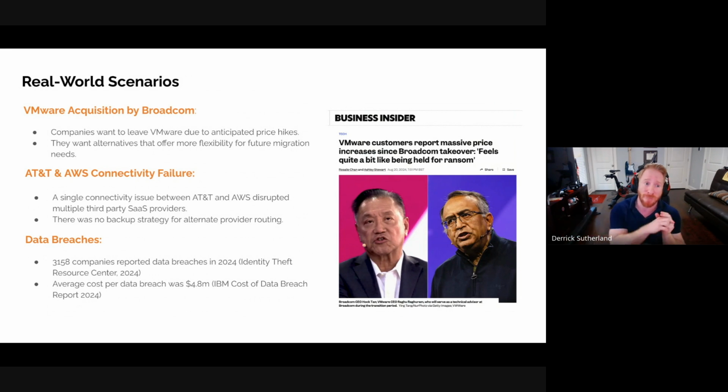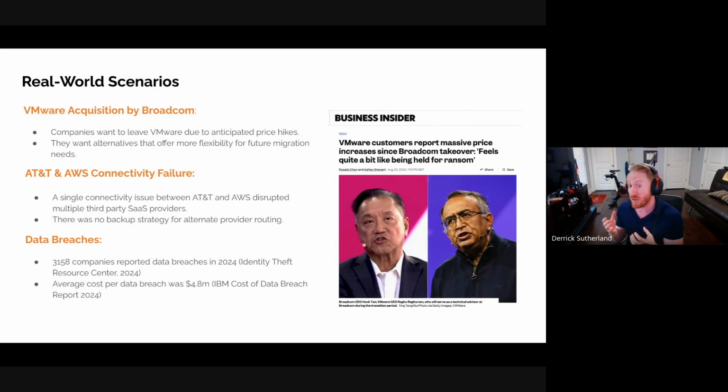workloads. In addition to that, we see a lot of distinct issues that have been going on recently. I'm sure many people are aware there have been issues with different cloud providers. One issue, for example, just in the last couple of months, AT&T and AWS had some connectivity issues.